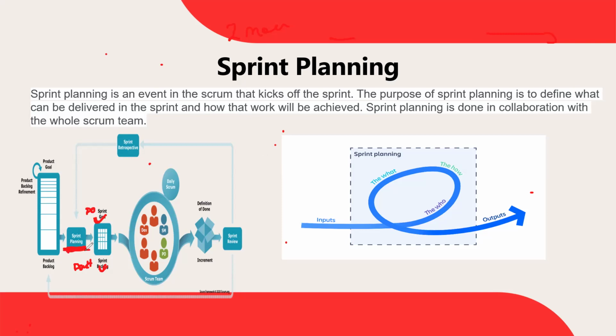This is the phase, and it happens on the first day of your sprint. Generally, based on the inputs from the product owner, we decide who will do what, who will do it, how we will do it, and what we will do. As a result, we get outcomes.